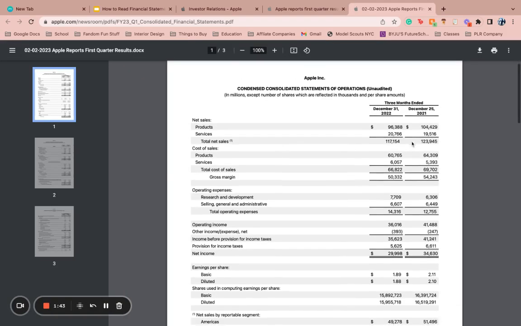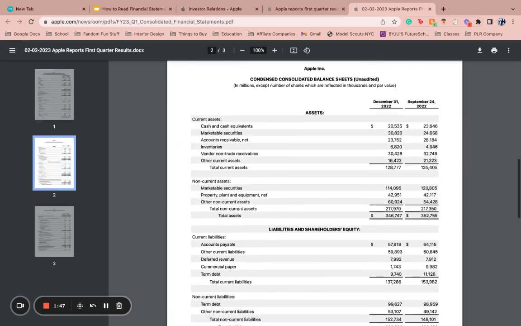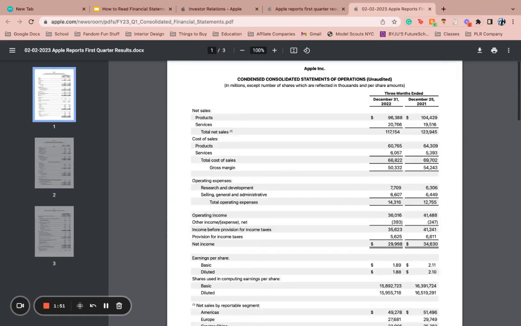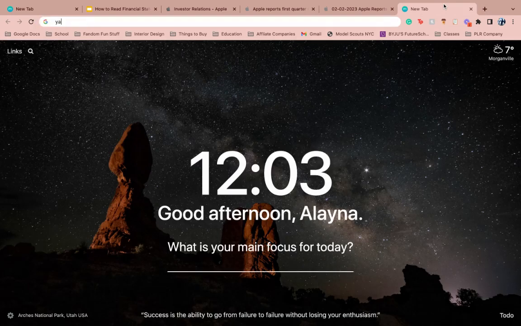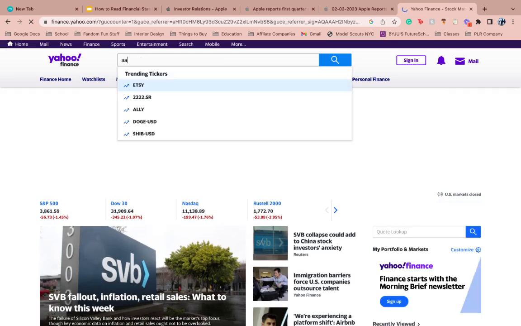And we will get their income statement right here, their balance sheet, and their cash flow statement. You could also find them on places such as, say, Yahoo Finance. Go right here and say Apple again.